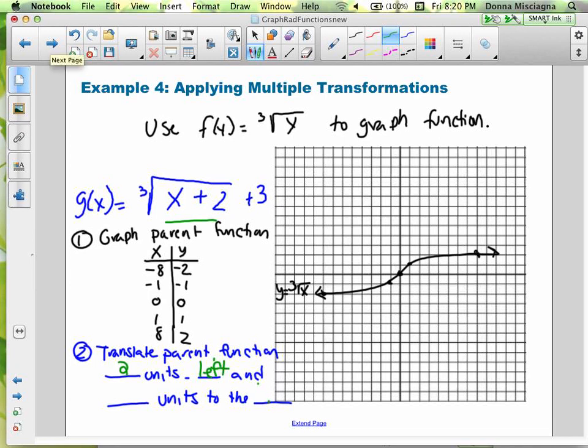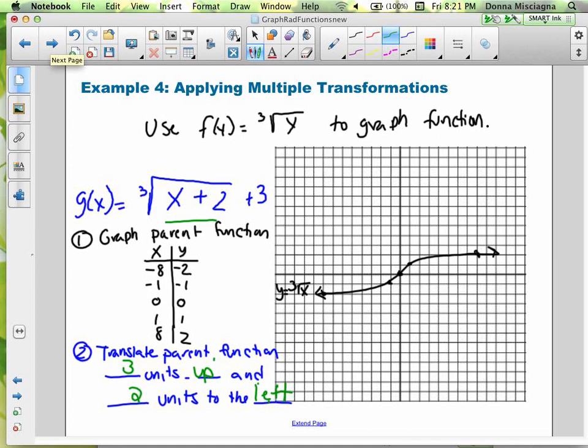Adding 3 to the whole function is going to move it 3 units. Well, I should probably change the ordering of how I wrote them because it doesn't make a very good sentence. So let's do the 3 units up first: 3 units up and 2 units to the left. So now if you can count 3s and 2s, you can do this.